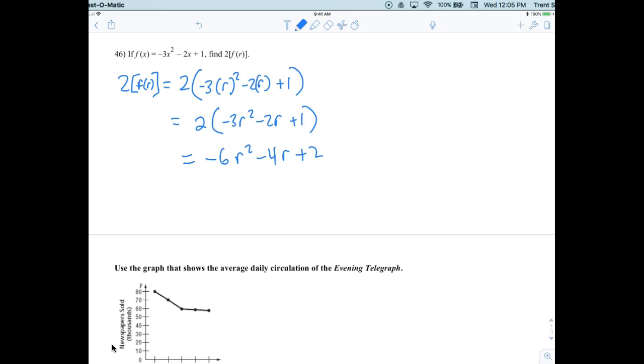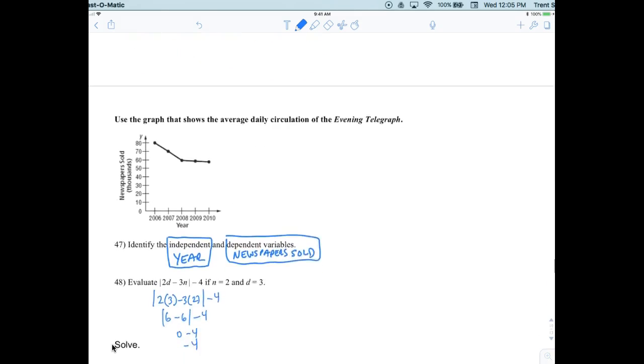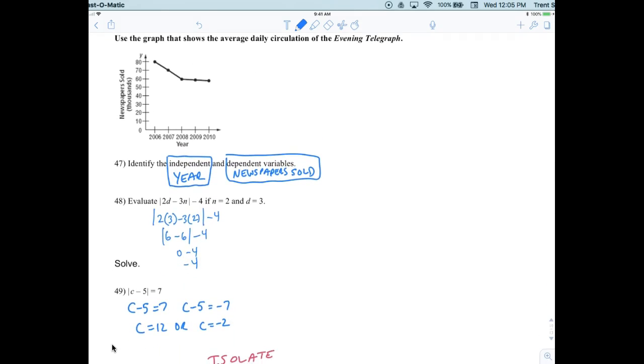All right, let's see what's next. More graphs. Good. We already talked about independent. Independent is always the what? X. Y depends on X. So Y is the dependent. Everybody good? All right, so in this case, the year is the X and the newspaper is the Y.